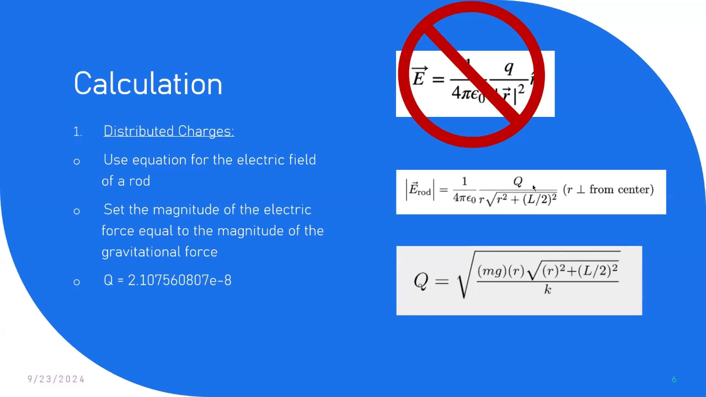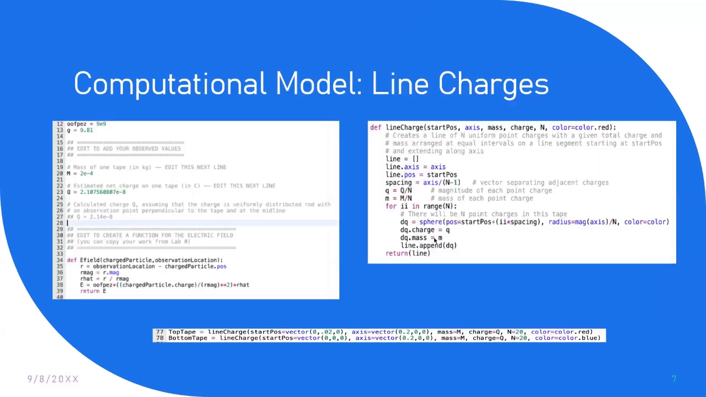So in our calculations, instead of using the formula for the electric field of a point charge, we use the formula for the electric field of a rod, because the tape is a very thin rod. So we use this equation, and then we set the magnitude of the electric force equal to the magnitude of the gravitational force. And in our calculations, we found that the charge of the tape was 2.107 e to the negative 8 coulombs.